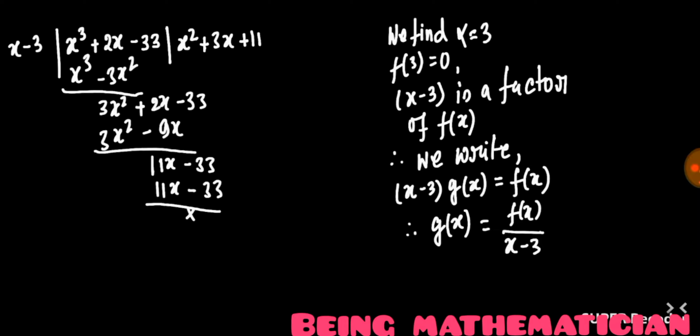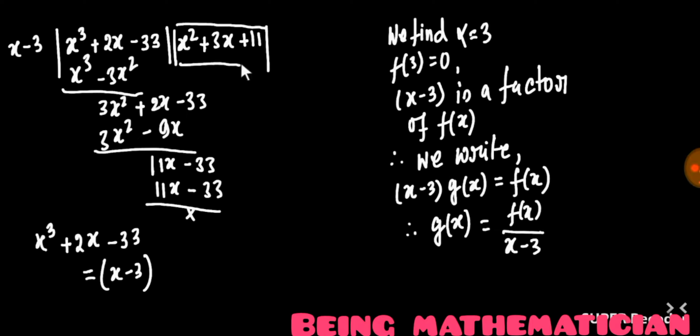So we factorize the expression x cube plus 2x minus 33 successfully, and the answer is x cube plus 2x minus 33 is equal to x minus 3 into x square plus 3x plus 11.